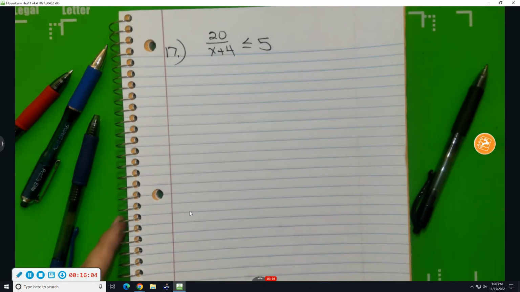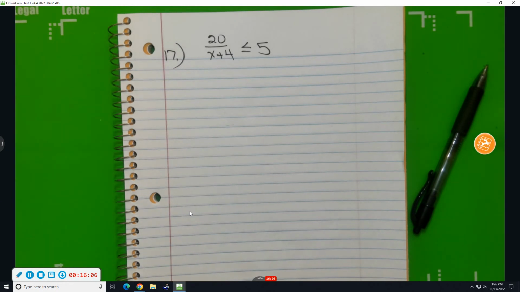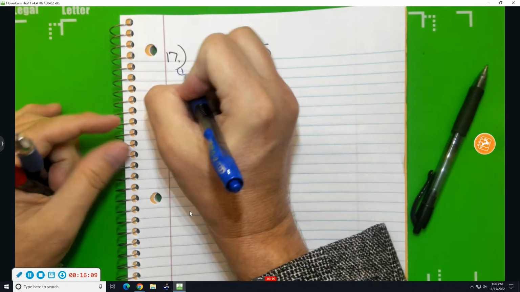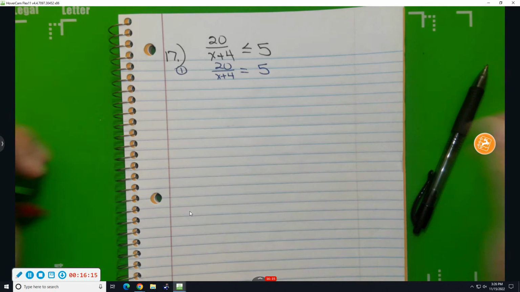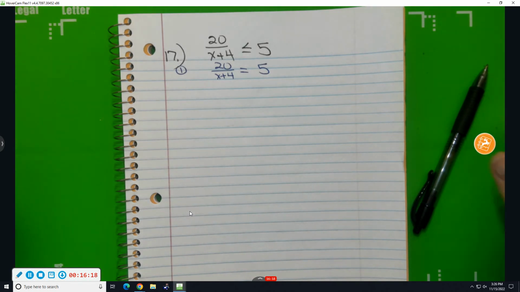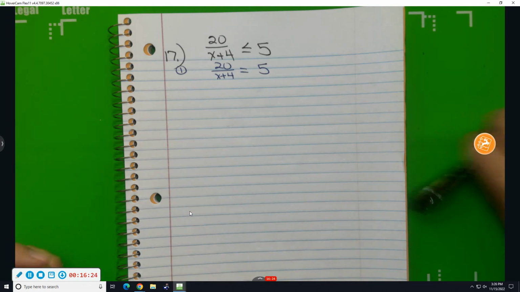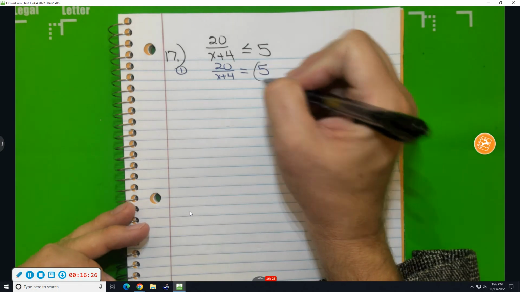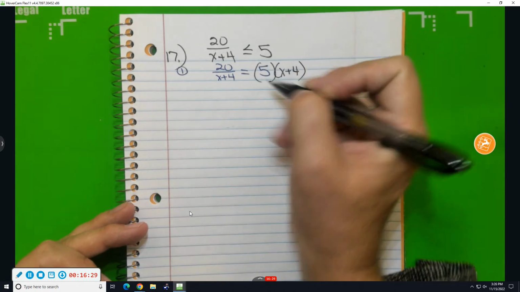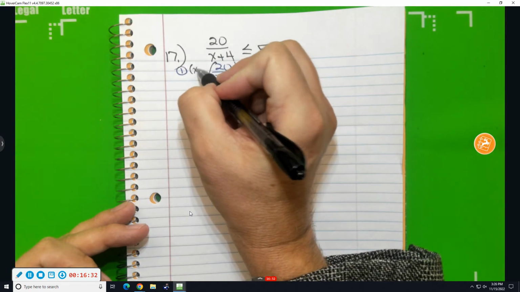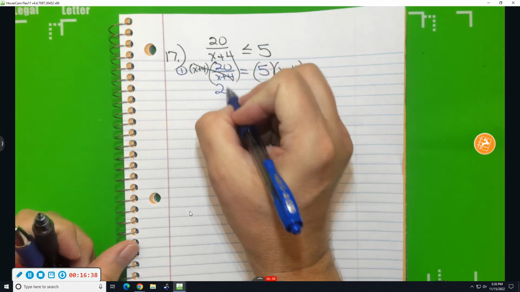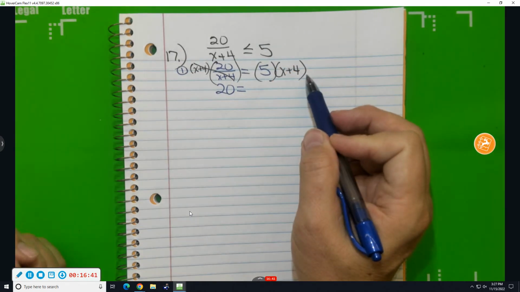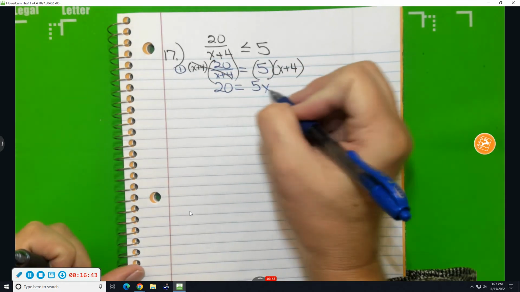First thing we do, we ask ourselves, where is it equal? Here's my first step. 20 divided by x plus 4 is equal to 5. I'd get rid of that denominator by doing what? Okay, so we multiply both sides by x plus 4 to give us 20 equals, I distribute the 5 to give me 5x plus 20.